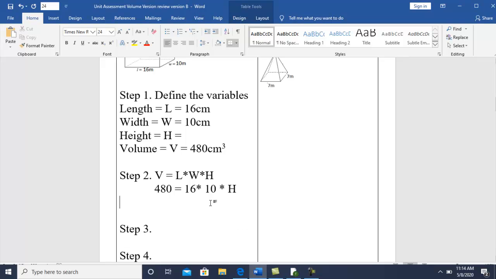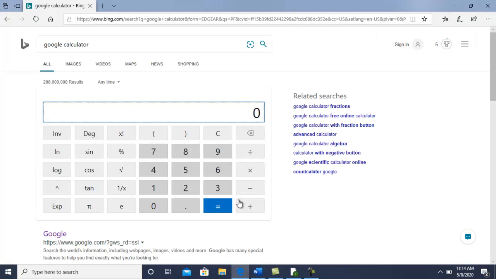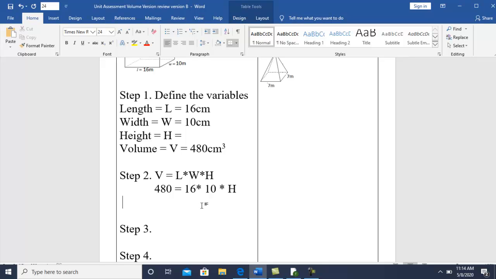Now, if I wanted to calculate 16 times 10, I can go to my calculator. Again, if you can do this in your head, that'd be great. But 16 times 10 is 160. So we're going to say 480 is equal to 160 times the height. Now we're solving for the height. We need to get rid of that value. Now in math, what we could do is we could divide both sides by 160. That's kind of the quick and easy way to do that.